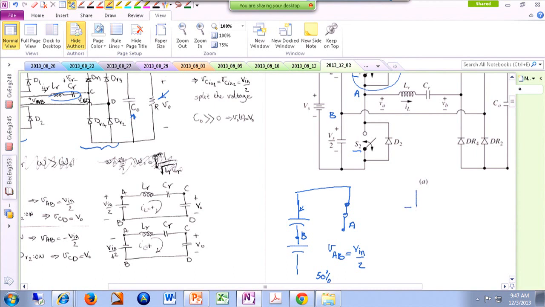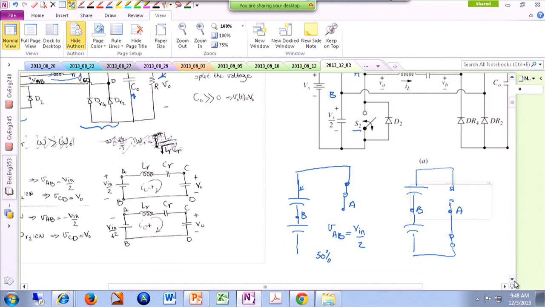And then for another 50% of the period, we open up this switch and we close this switch. Now if you look at VAB, it is the opposite of the voltage of the bottom capacitor. So VAB is negative Vin over 2.